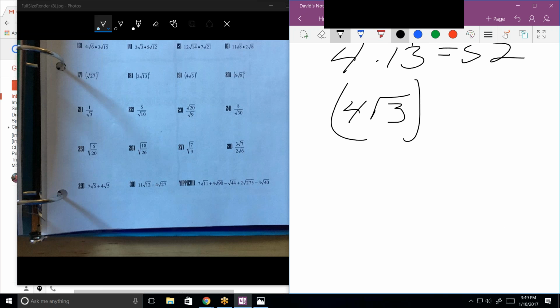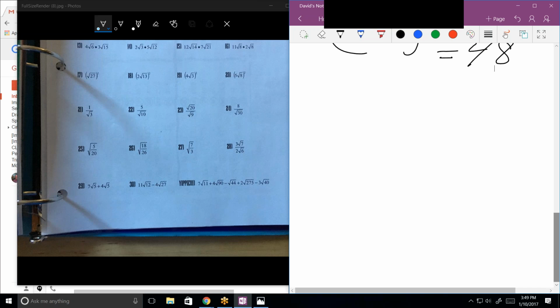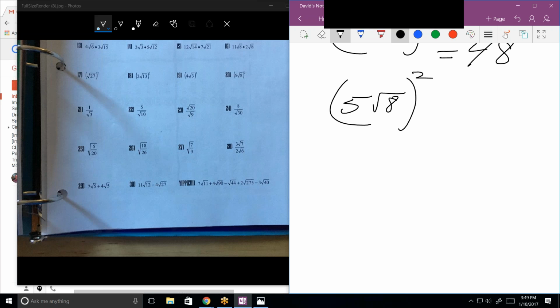Okay. What's this going to be? 16 times 3. Good. Not 48. What's this going to be? 25 times 8. You know what that is off the top of your head? 200. Yeah, if you have 8 quarters in your pocket, you have $2.